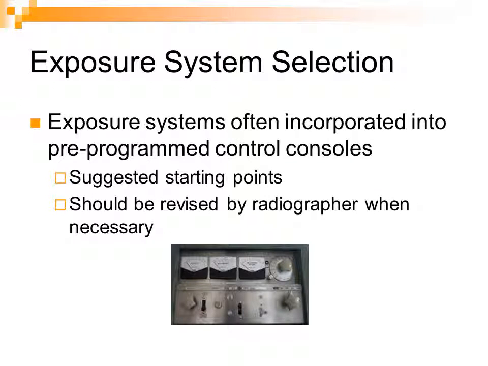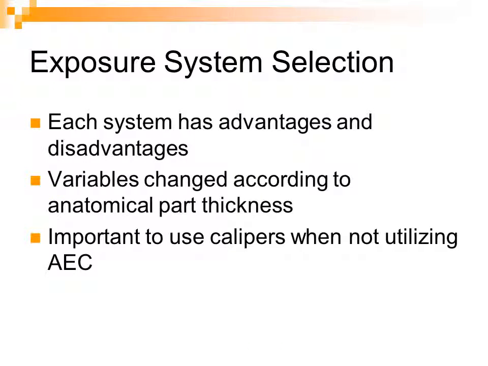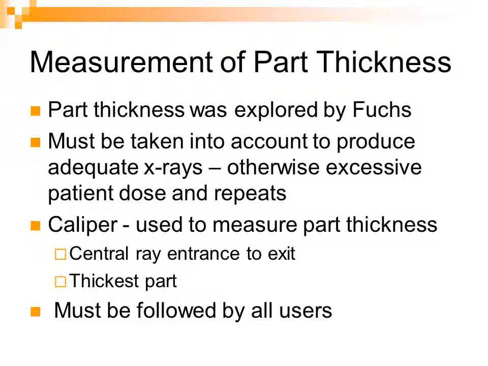Exposure system selection. Exposure systems are often incorporated into pre-programmed control consoles. It's a suggested starting point. It should be revised by the radiographer when necessary. Each system has advantages and disadvantages. Variables are changed according to anatomical part thickness. It is important to use calipers when not using AEC.